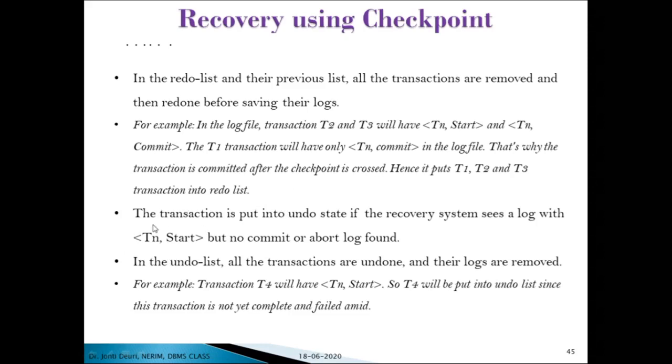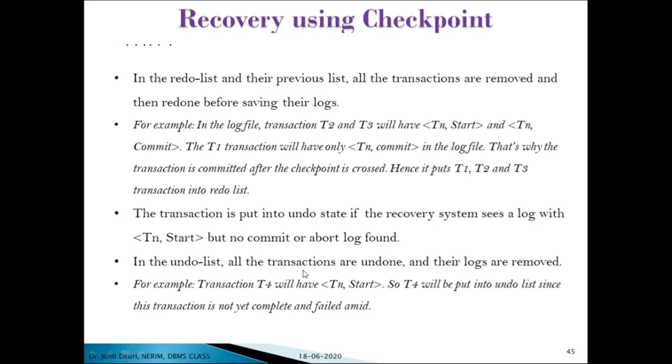Understood? Then another one is the undo list. A transaction is put into the undo state if the recovery system sees a log with the start, but no commit or abort log. We have already discussed this, right? To put it in the undo list, in the log we have to get only start. There should not be any commit or abort log. But to put it in the redo list, if we get start and commit, or only commit, then we put that in the redo list, right?